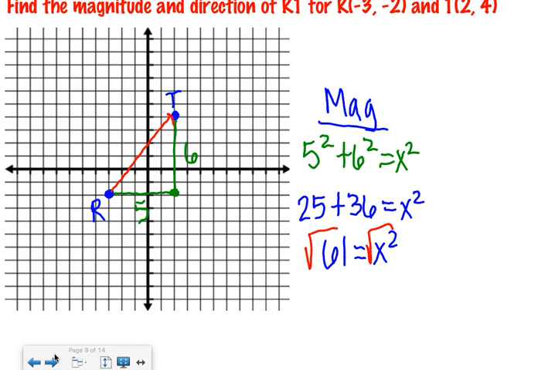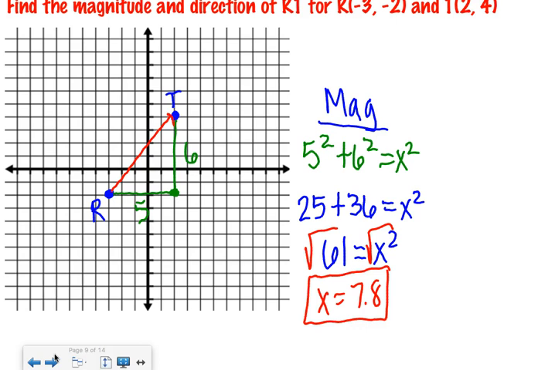Seven point. Perfect. Is anyone confused how I got that part? No. Okay, now this part's a little goofy.